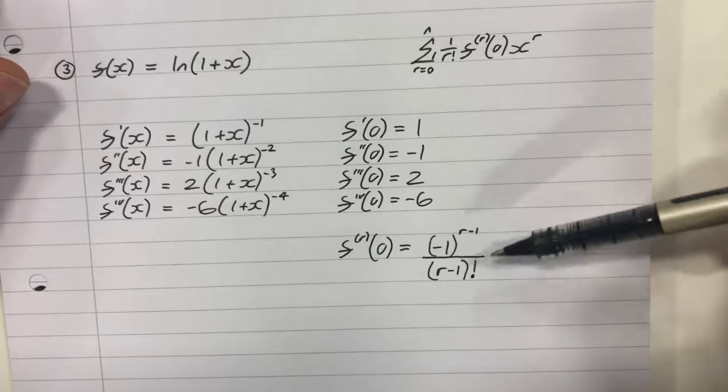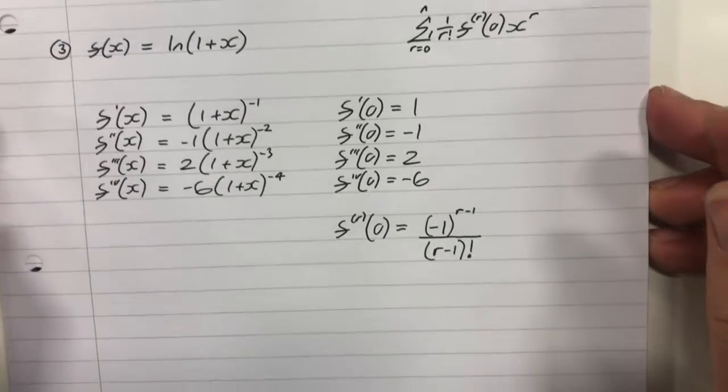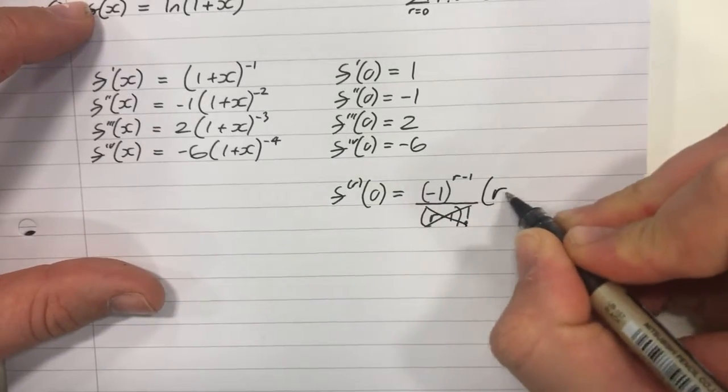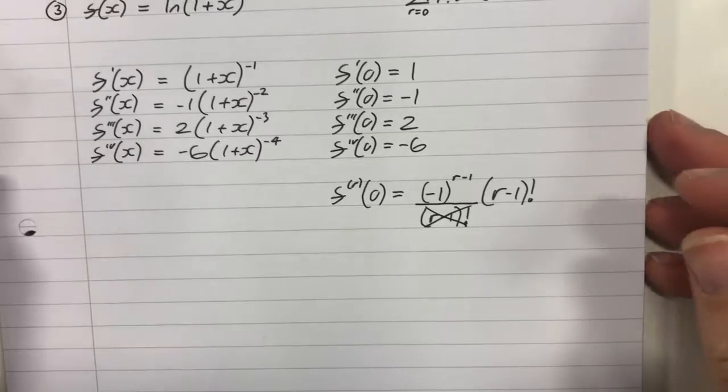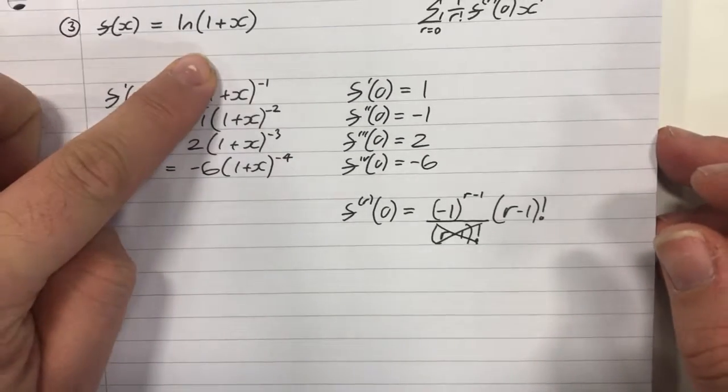Divided by r minus 1 factorial. Okay, it's kind of out of phase really, because it's got r minus 1 kicking around. But there you go. Oh, no, it's not divided, is it? It's times r minus 1 factorial. There we go. So that's the rth derivative of this function at a general point.